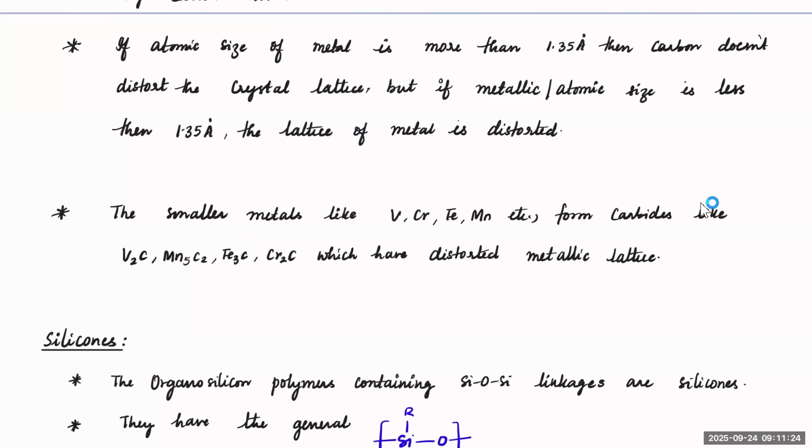Next, smaller metals like vanadium, chromium, iron, manganese, etc. form carbides like V2C, Mn5C2, Fe3C, Cr2C, and so on. How does Fe3C make sense? These are all interstitial forms, so they do not have any balanced stoichiometry. For a large amount of iron, you will have some small number of carbons present in the voids.